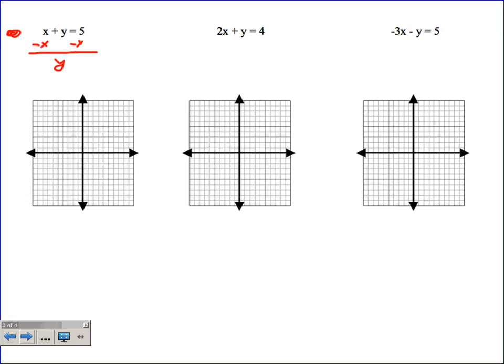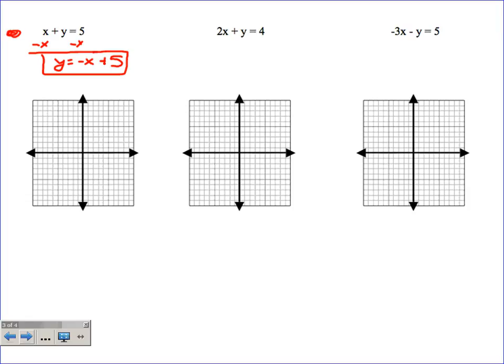We'll have y equals negative x plus 5. And that's now in slope-intercept form. Generally speaking, it's not always that easy. Sometimes it is. But generally speaking, it's not going to be that easy every single time. From there, what we need to do is we need to graph this.